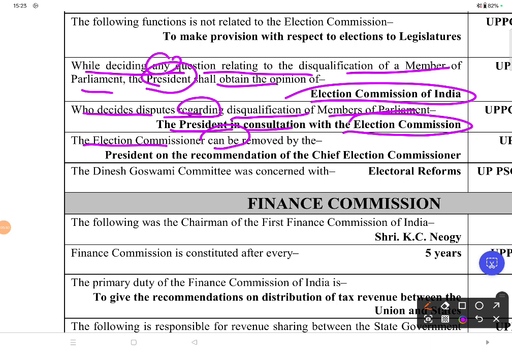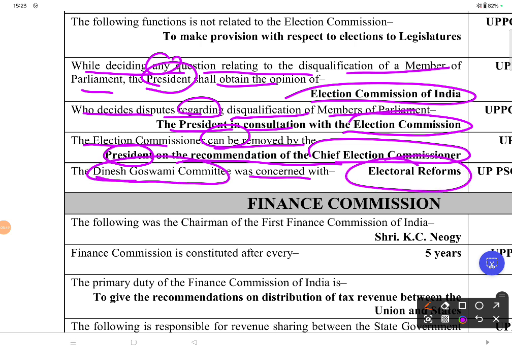An Election Commissioner can be removed by the President on the recommendation of the Chief Election Commissioner. The Dinesh Goswami Committee was concerned with electoral reforms. Move on to the next chapter, that is Finance Commission.